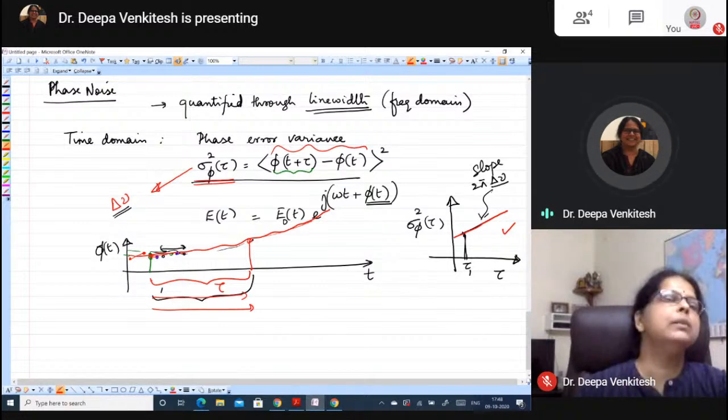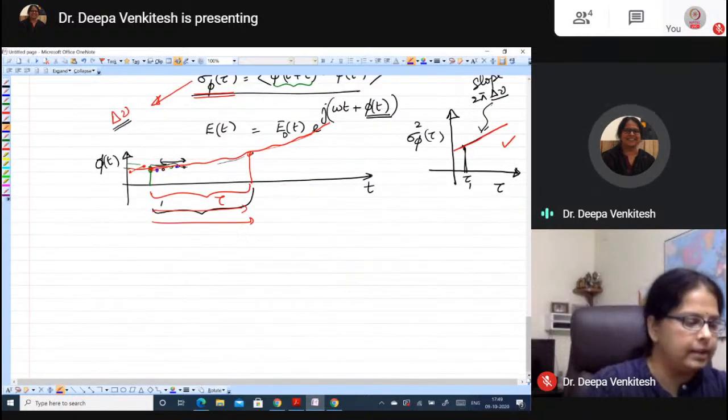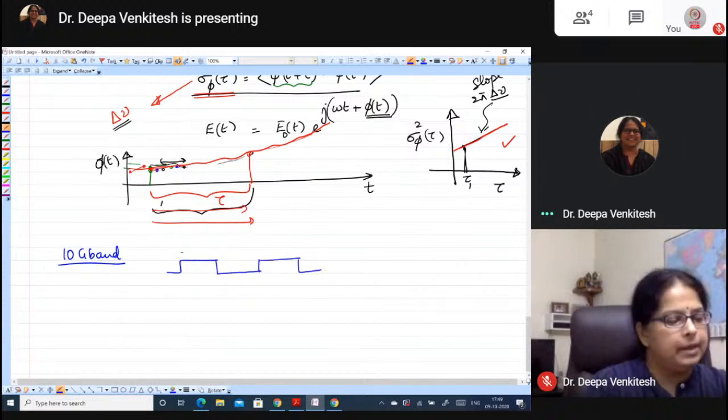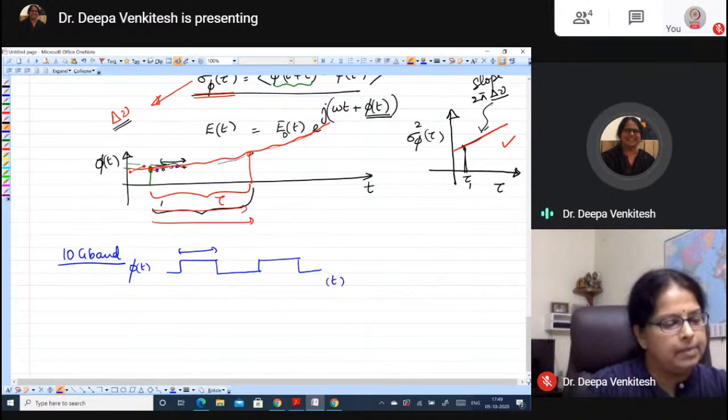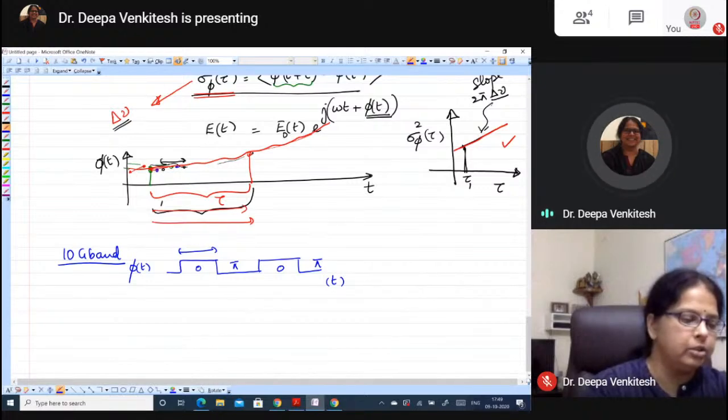Now, what has it got to do with the baud rate? Let's take an example where I have a 10 gigabaud system. Let's just take a simple BPSK modulation. What I'm drawing is phase of t as a function of t. In BPSK, I'll do 0, pi, 0, pi, and so on. The duration is 1 divided by 10 gigabaud, that's 0.1 nanosecond, so that is 100 picoseconds.